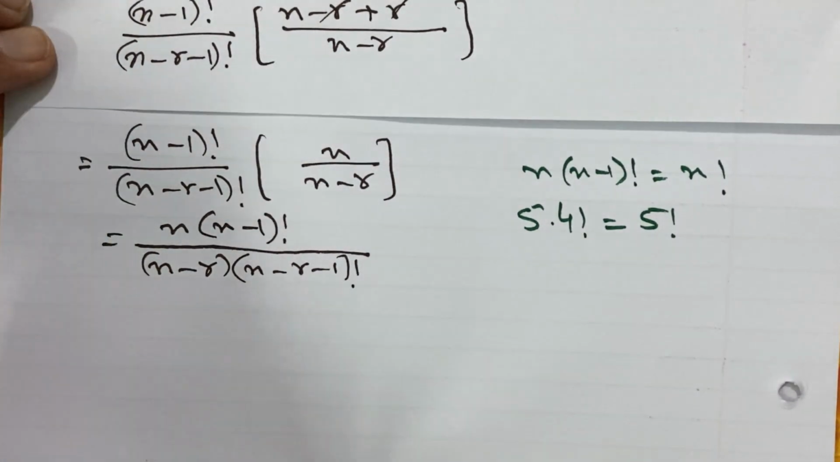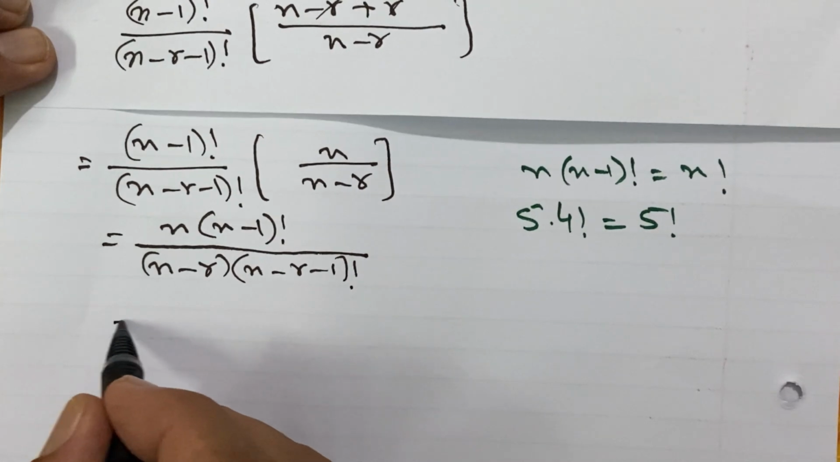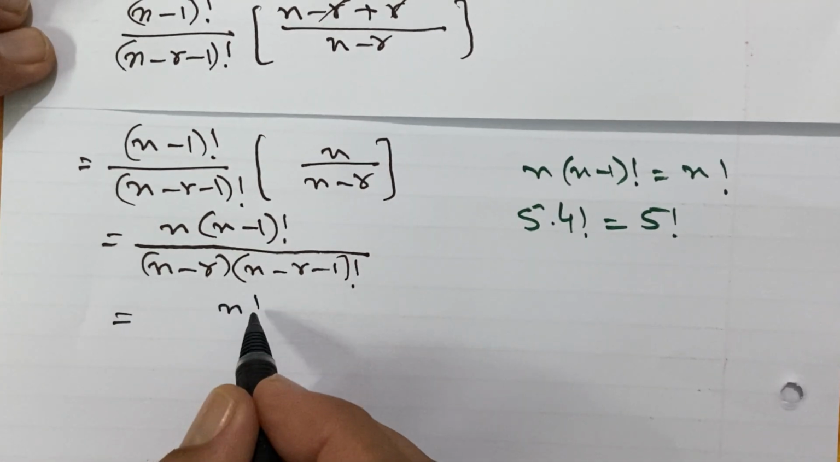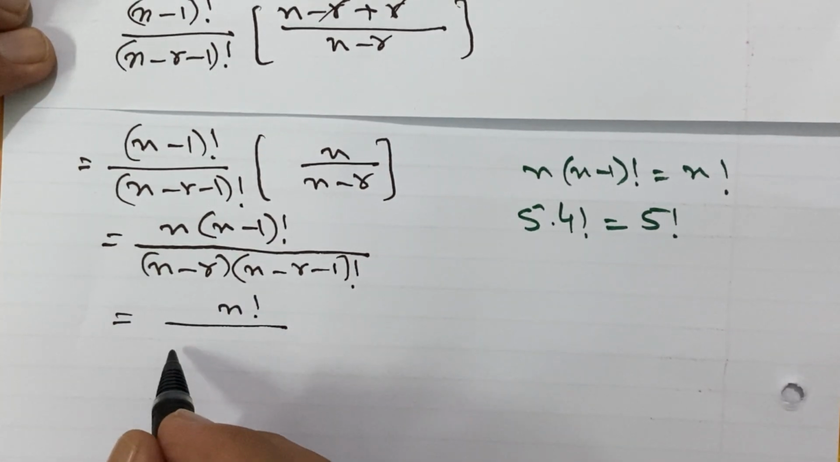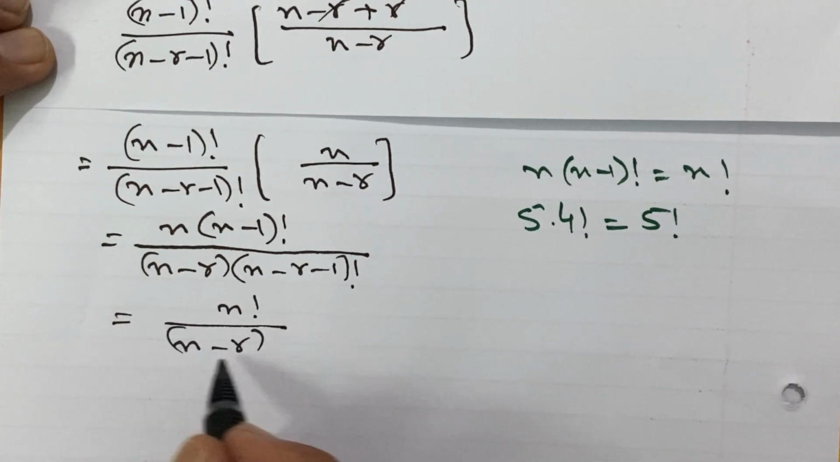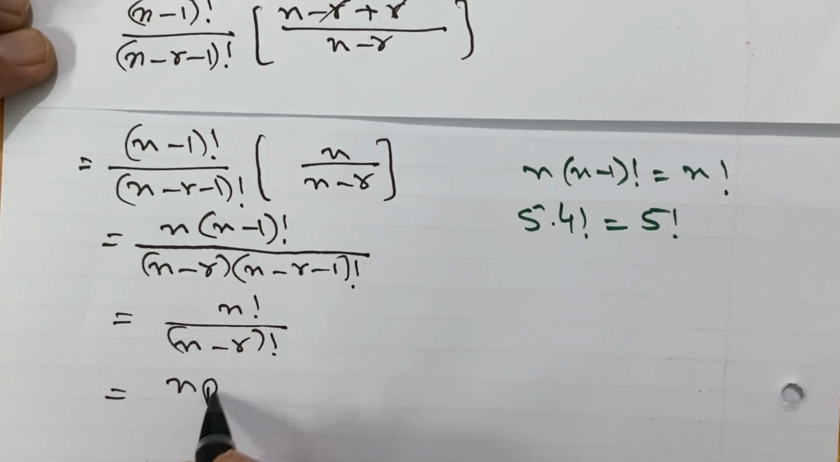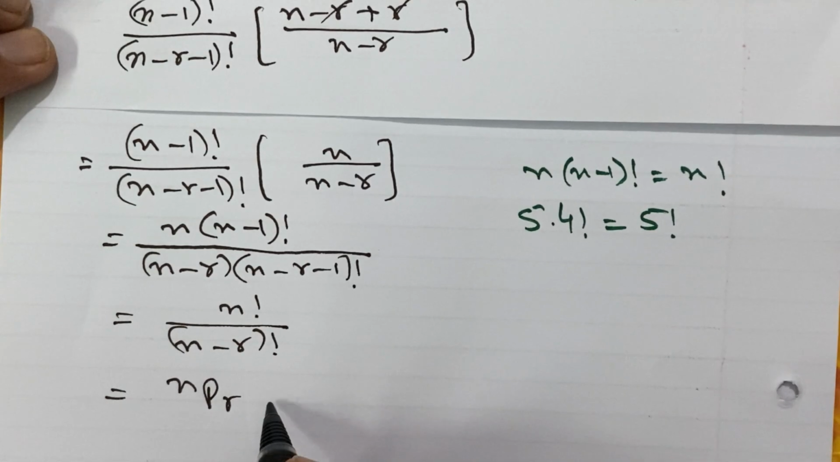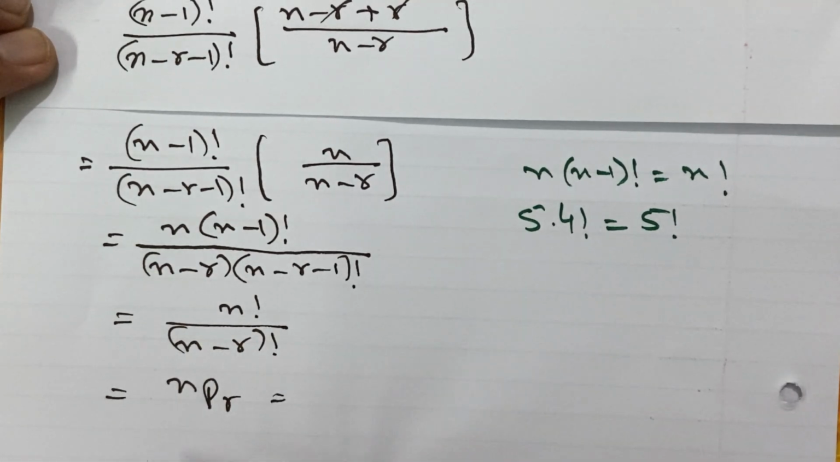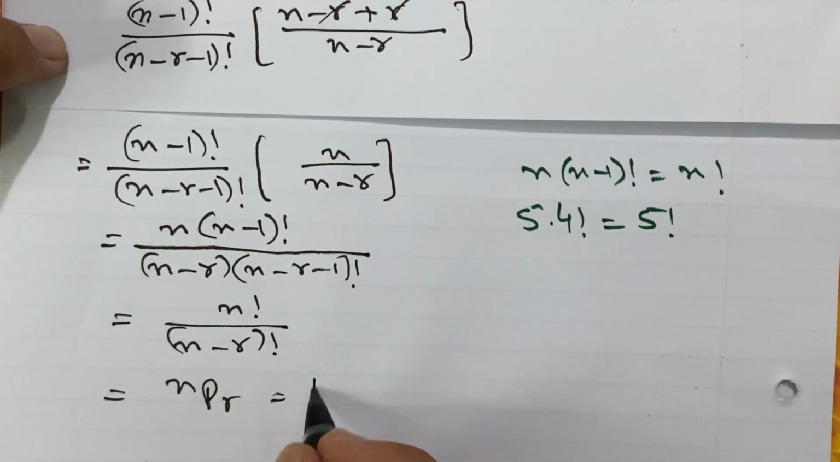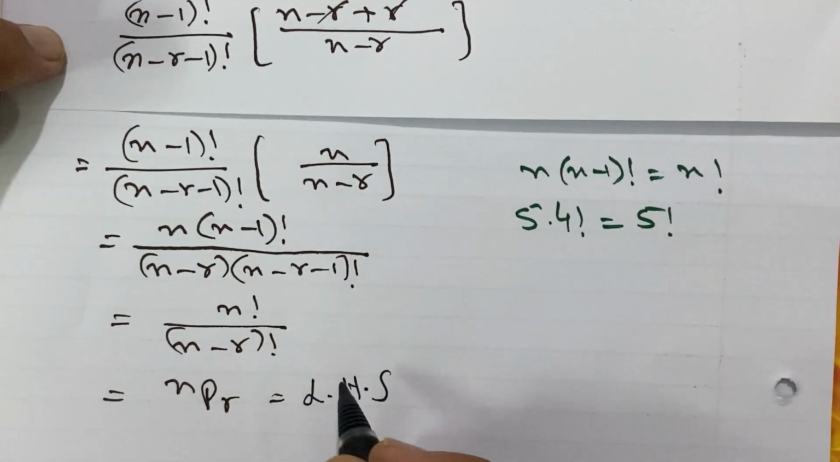Now here n factorial over (n minus r) factorial is equal to nPr, which is equal to the left hand side. Thanks.